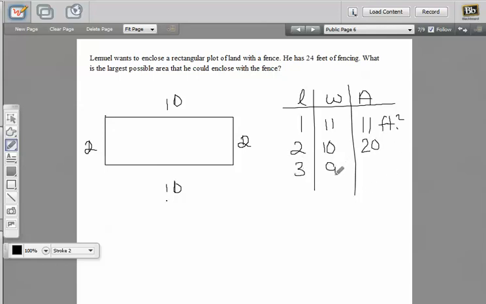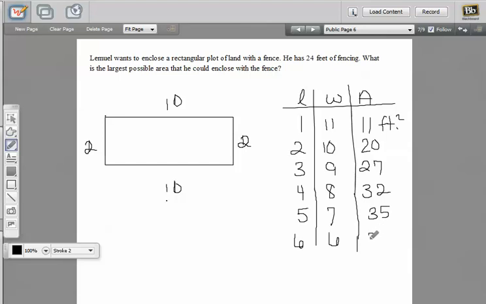And this pattern continues. So what if the length is 3 and the width is 9? Or vice versa, depending on how you're looking at your rectangle there. We know that the area is 27. 4 and 8 is another possible combination. So 4 times 8 is 32. 5 times 7 is 35. And 6 times 6, which is actually a square. And a square is a type of rectangle.